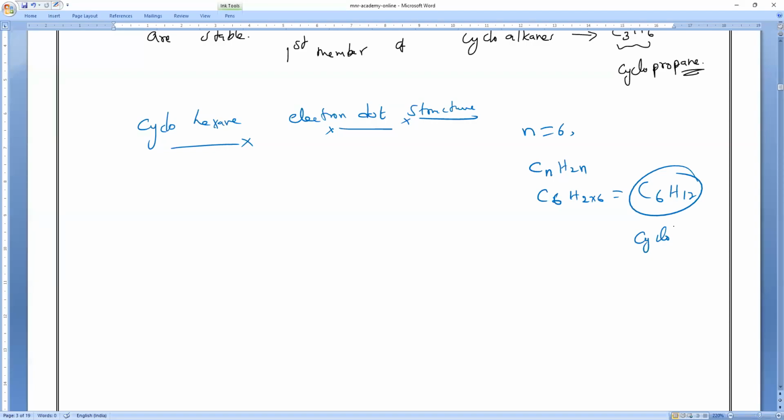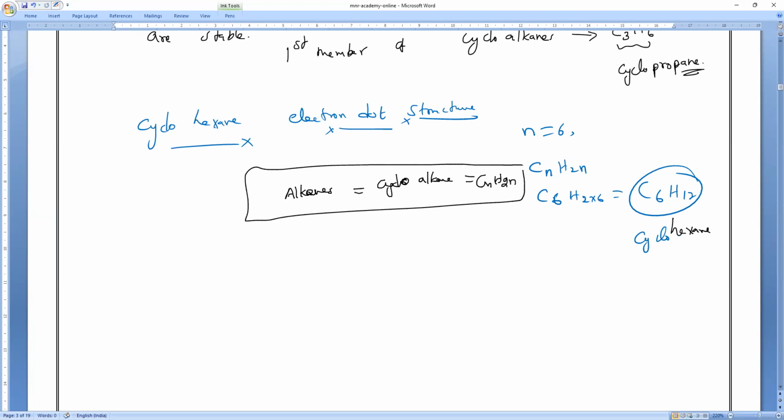Cyclohexane. As we know, unsaturated alkenes and cycloalkanes have the same general formula, CnH2n. Am I right, everybody? What is the general formula? CnH2n. Will you all agree with me? Yes, sir.